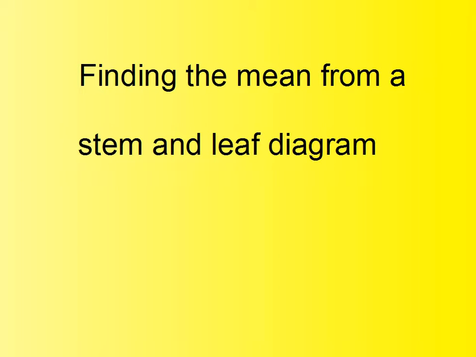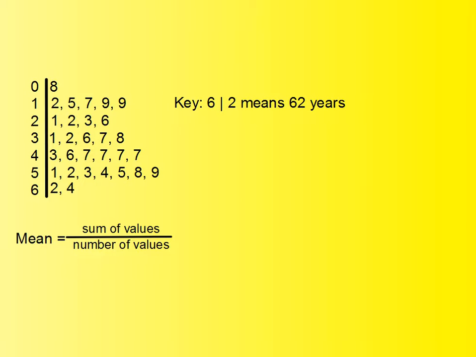In this lesson, we will find the mean of a set of data from a stem and leaf diagram. Here we have a stem and leaf diagram, and a key which tells us how to interpret the data. We want to use that information to find the mean. We know that the mean is the sum of the values divided by the number of values, which sometimes is written as a formula.